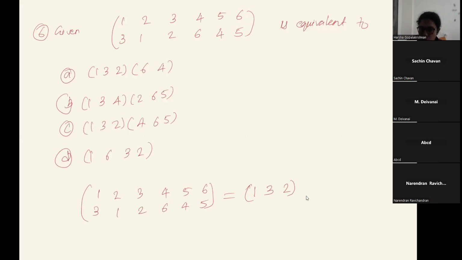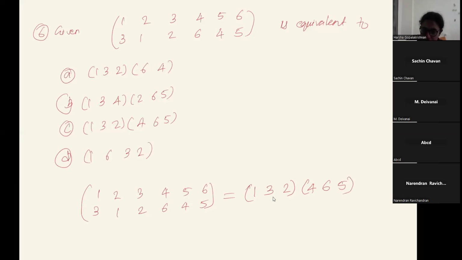Now the next element is 4. Let us see the cycle containing 4. I'm starting with 4. The next element should be the image of 4. What is the image of 4? Image of 4 is 6. And what is the image of 6? 5. What is the image of 5? 4. So it is closed again.